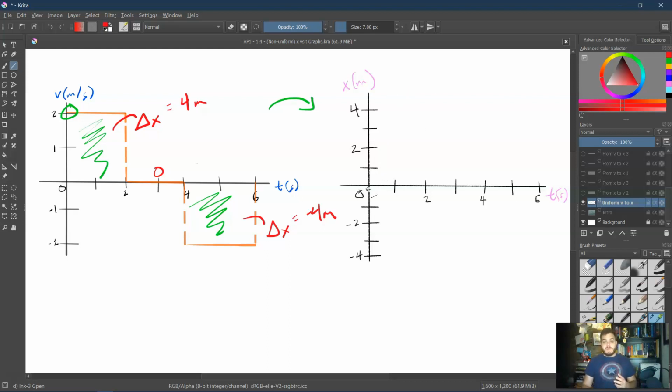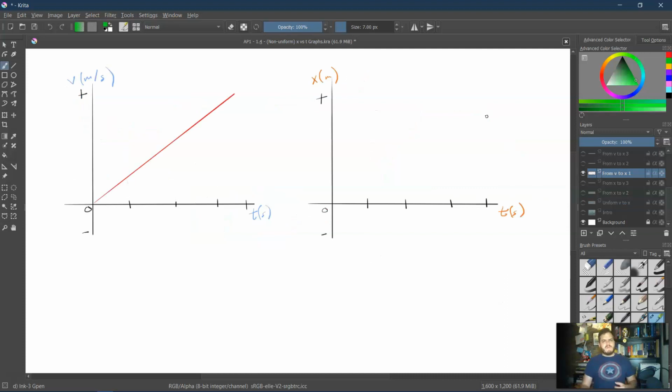So first off, we start at 0. And we're going to move with a displacement of 4 meters in 2 seconds. Then it does not move for 2 seconds. And then we will have a displacement of minus 4 meters in 2 seconds. That ultimately will bring us back to the same position.